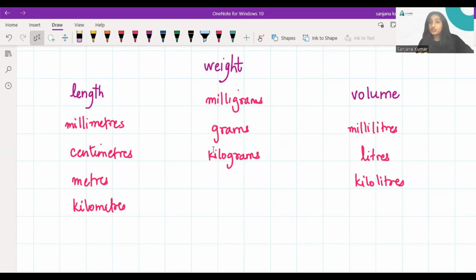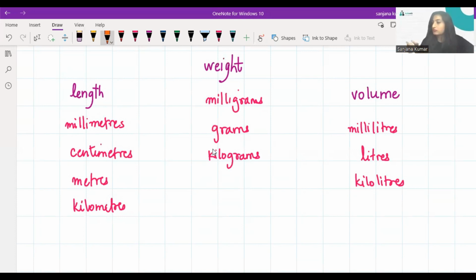So length is used to measure how long something is. For example, let us take this lens container. It's a really short length. So for that, I use millimeters. I could say that this is somewhere around 15 millimeters. When I come to centimeters, my ruler is around 15 centimeters. When I come to meters, I can use it to measure distance, let's say from my house to my neighbor's. Kilometers is used to measure long distances, like let's say between two cities or between two states, etc.